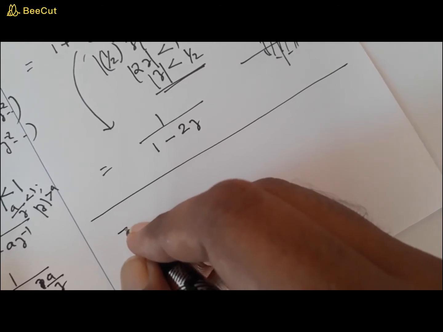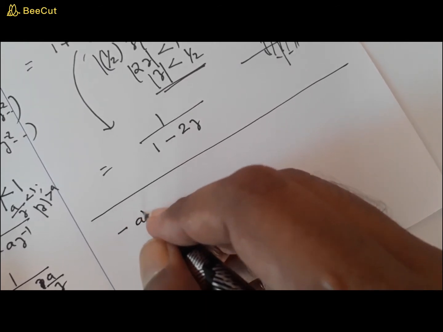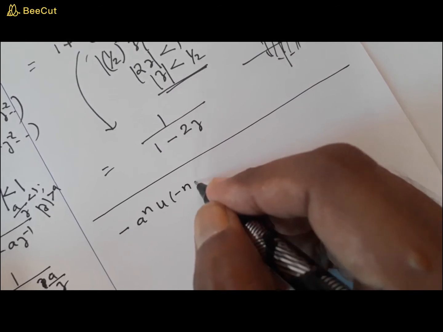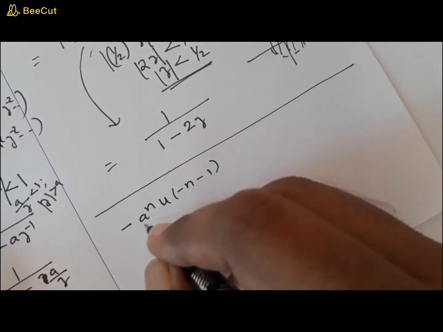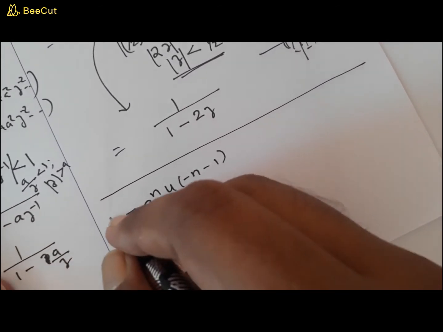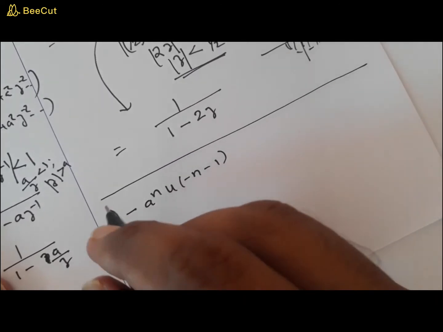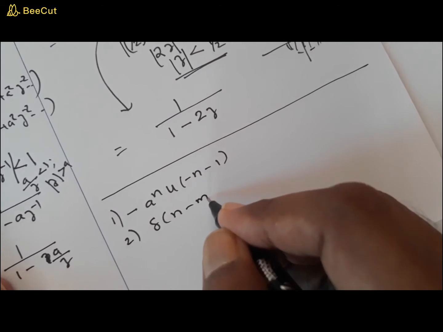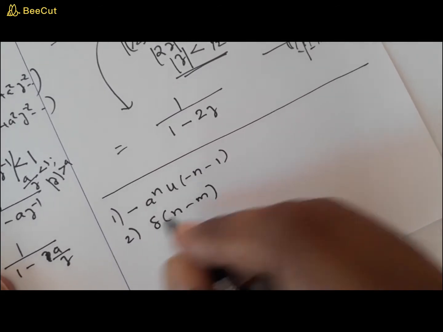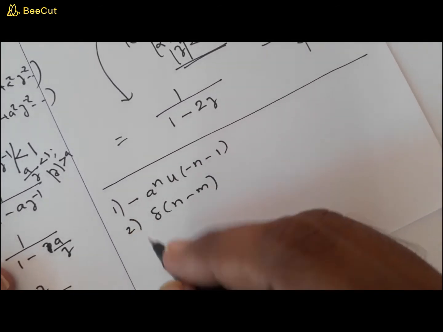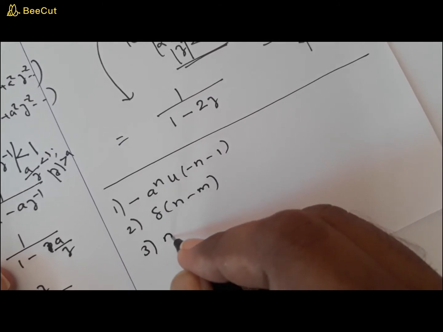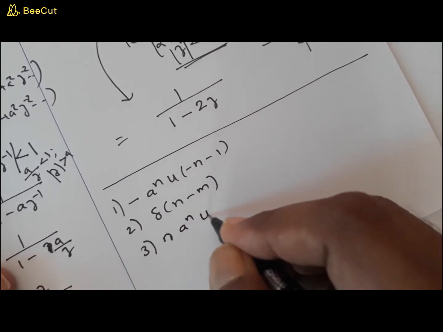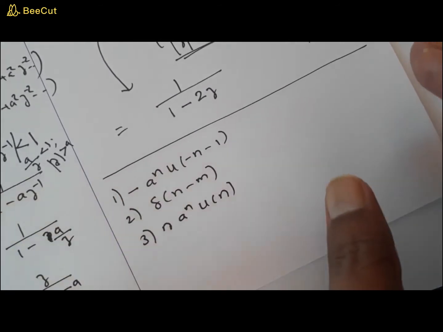Of course you have dealt with this type of signal already, a raised to n. You know how to find this. Just do it by yourself again. Now find out delta of n minus m. Okay, find out the Z transform of these signals, and try to find out n into a raised to n into u of n by using these basic expressions.